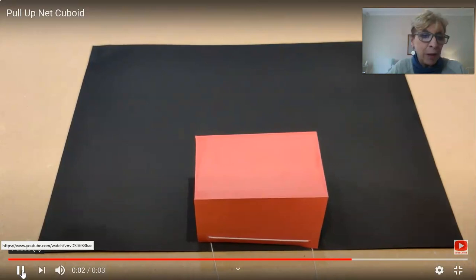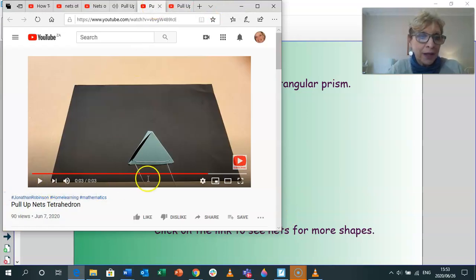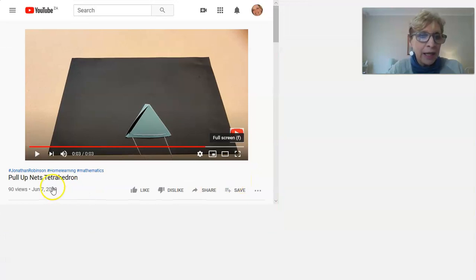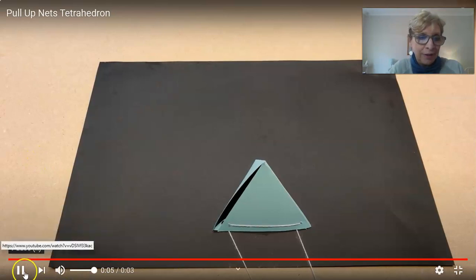Isn't that lovely? Maybe you could even do that at home, grade 3. And then we're going to look at this one as well, which is making, I think it is a triangular pyramid, if I'm correct. It's very difficult to get it at the right spot, but we will try. Right, let's try again. Let's have a look.